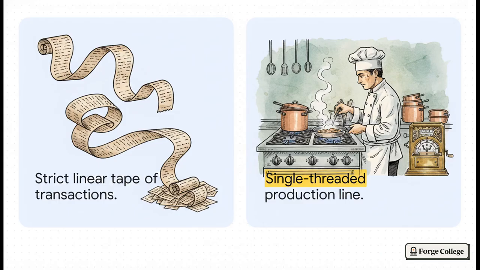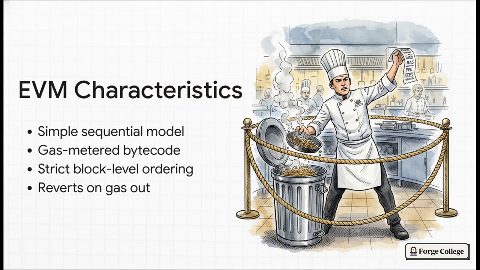And because the chef's time is so incredibly valuable, they charge you a highly precise gas fee for every single action they take. Every stir of the pot, every chop of the knife costs you gas. Now, the real benefit to this setup is its safety and simplicity. The EVM gives developers a simple, universal sequential model.